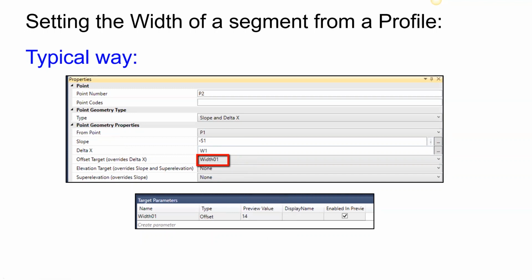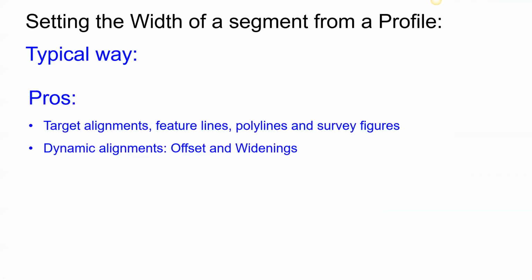Now what happens is we apply a target to a survey figure line, a feature line, alignment, or just a flat out feature line. And it now widens my width. I go from 12-foot lanes to 14-foot lanes. Maybe I'm going to a turn lane, so now I go from 14 to 26.